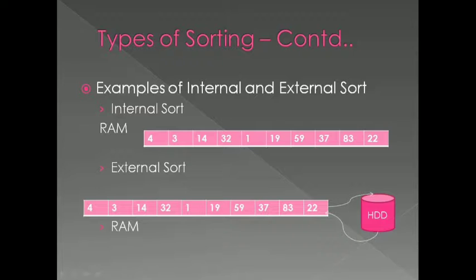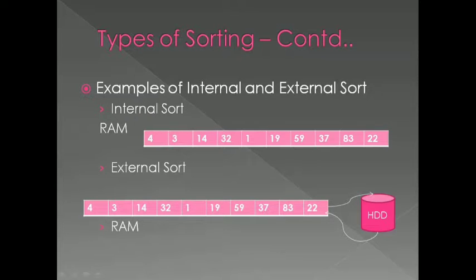Let us understand examples of internal and external sort. In our first case, we have different numbers present in RAM: 4, 3, 14, 32, 1, 19, 59, 37, 83, and 22. All are residing inside the RAM only, and we can sort them within RAM itself. So this is the example of the internal sort. But if we have more numbers, more than lakhs or 10 lakhs of numbers, and we want to sort them, we will sort them on the basis of chunks.